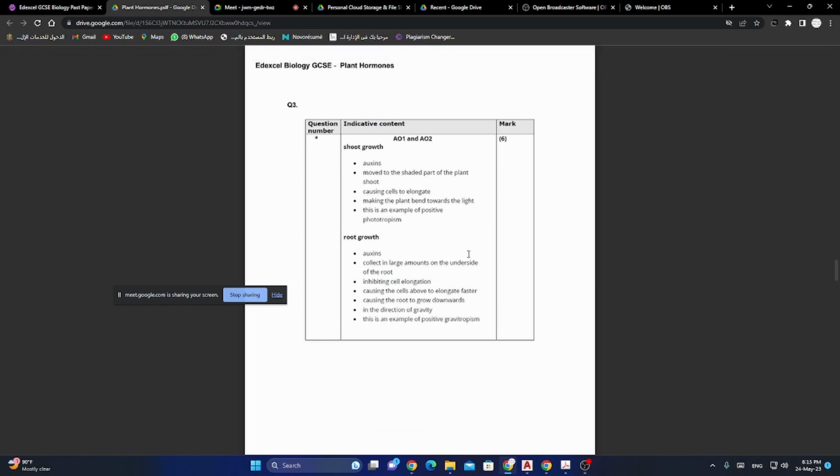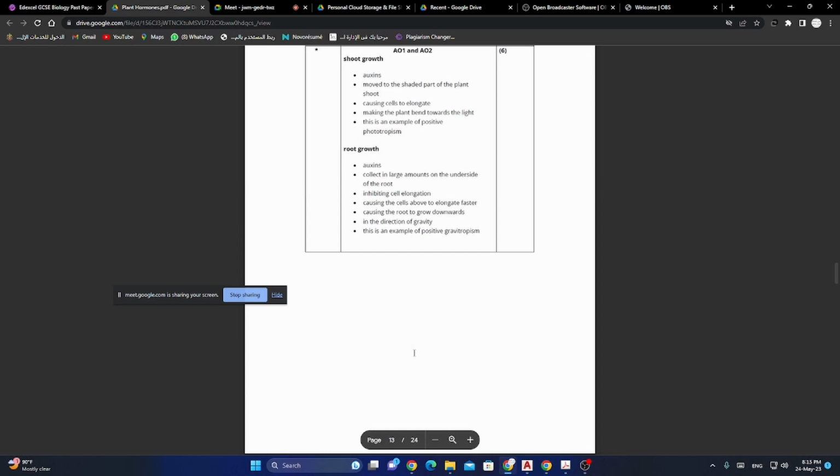Okay, but basically, the side of the root inhibiting auxins. In the case of the roots, as we've said before, it collects in large amounts on the underside, right? But in this case, for the roots, it instead inhibits cell elongation at that underside. So it causes the cells above to elongate faster than the ones below. So that's why the root can grow downwards.